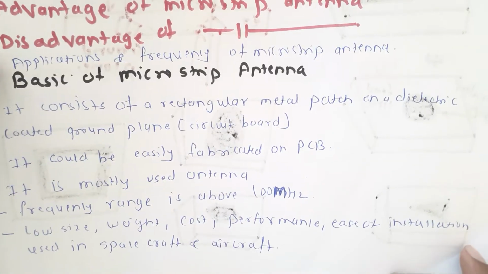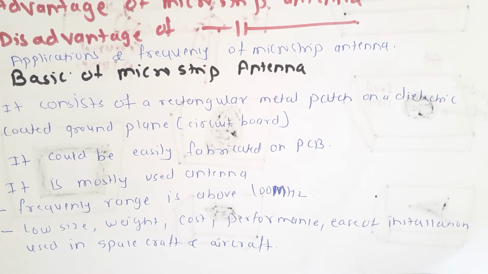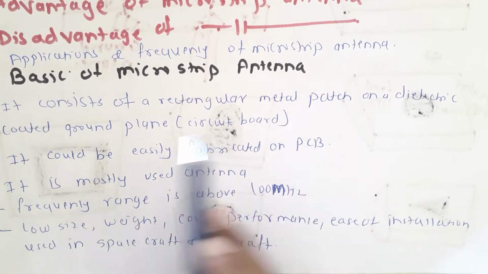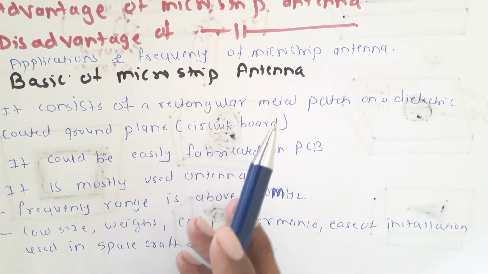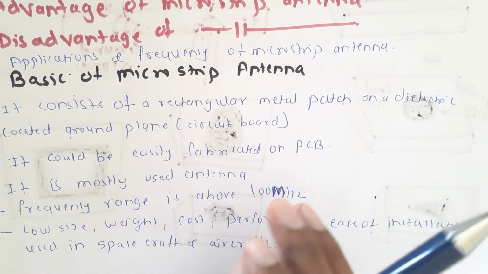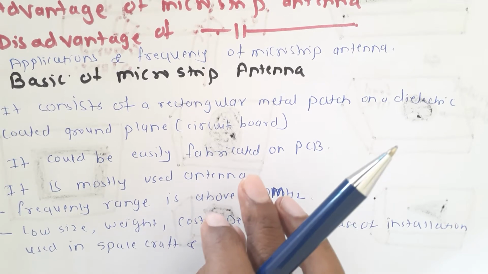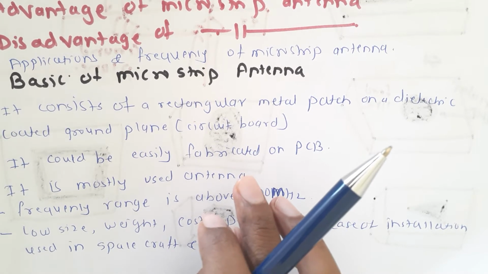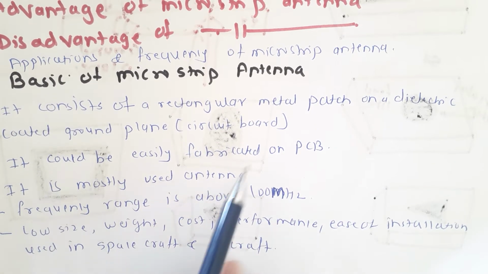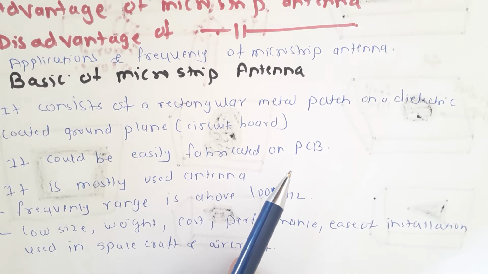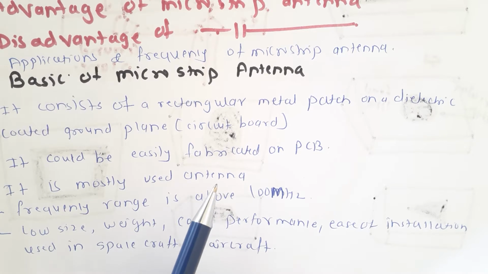So we'll go for the basics of microstrip antenna. A microstrip antenna consists of a rectangular metal patch on a dielectric coated ground plane, that is on the PCB. So it has a PCB, and on that PCB we mount a rectangular patch, and that patch is basically a metal-like substance, and that should be a conducting material. It can be fabricated on a PCB, that is a printed circuit board.